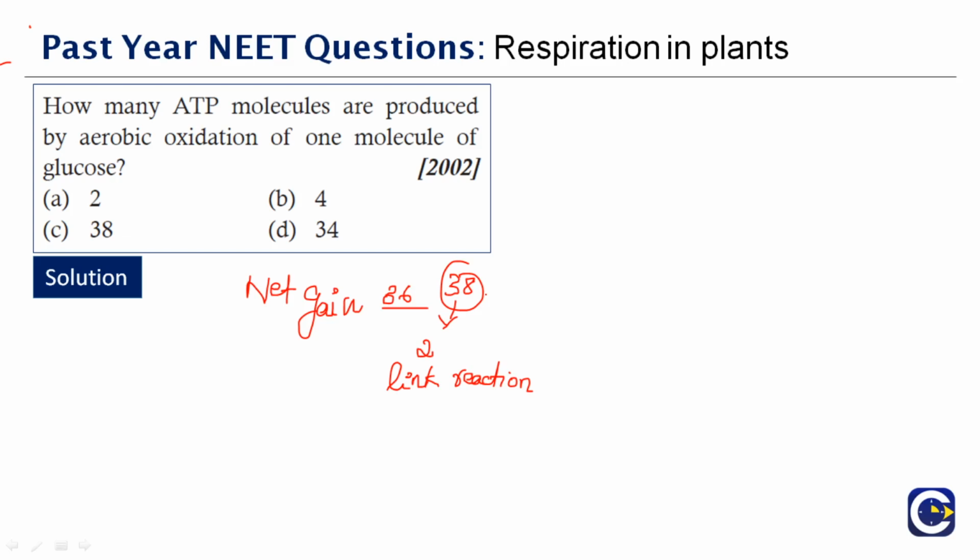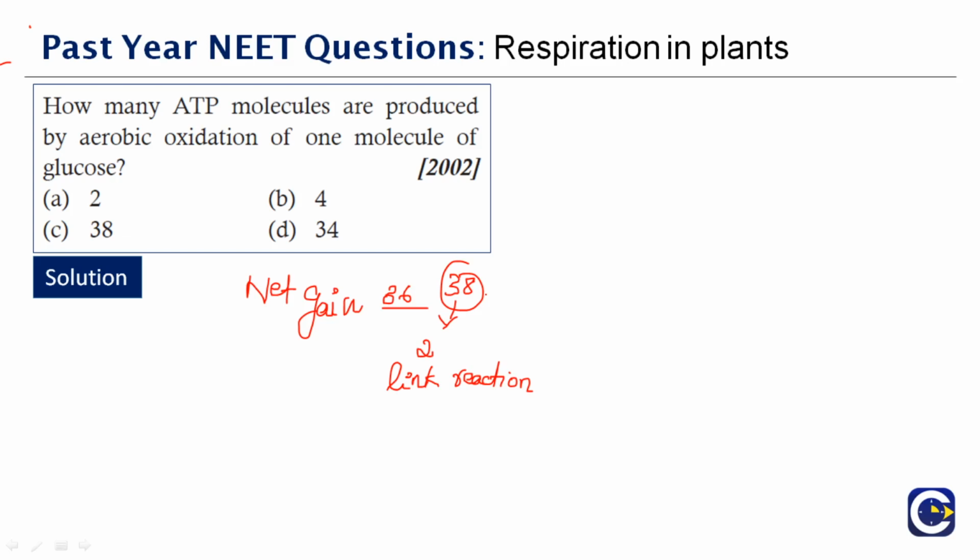So here they are not asking you the net gain, but they are asking you how many ATP molecules are produced by aerobic oxidation of one molecule of glucose. When the question is like this, they are not asking you what is the end product or how much we have in hand. They are asking you overall how much is produced. After that, how many are used or what is being used, they did not ask that question. They are asking us overall what is the production. Overall is 38.